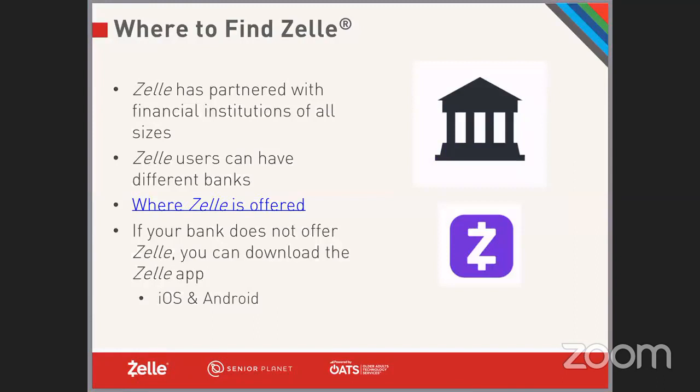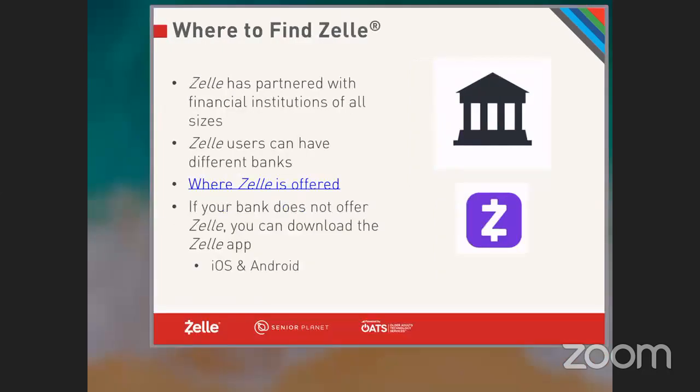So where to find Zelle? They've partnered with financial institutions of all sizes, and again, you don't have to have the same bank as another person in order to use Zelle. If someone has Chase Bank and another person has TD Bank, they can still send and receive money from each other using Zelle without any problems. So I'm going to show you where you can look this up.